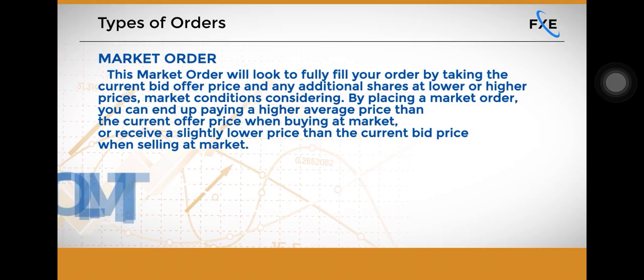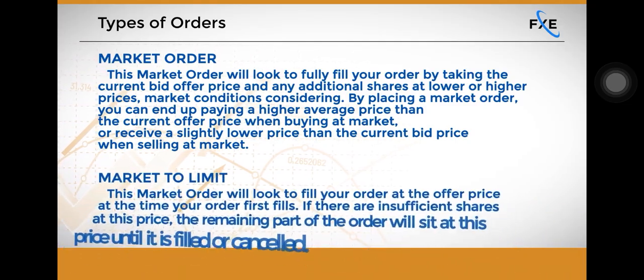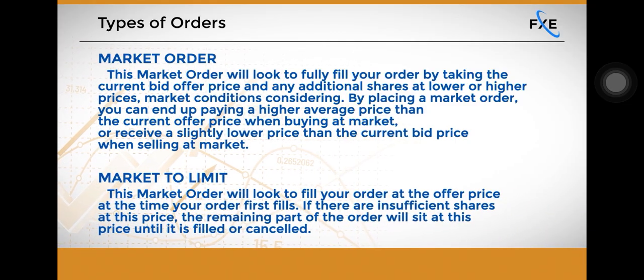The next type of order is a market to limit order. This type of market order will fill your order at the offer price at the time your order first fills. If there are insufficient shares at this price, the remaining part of the order will sit at this place until it is filled or cancelled. Before placing a market order with your broker, you should understand what type of market order they provide. If it is a market order, then you should understand how many price steps they move in order to fill your trade at the outset.